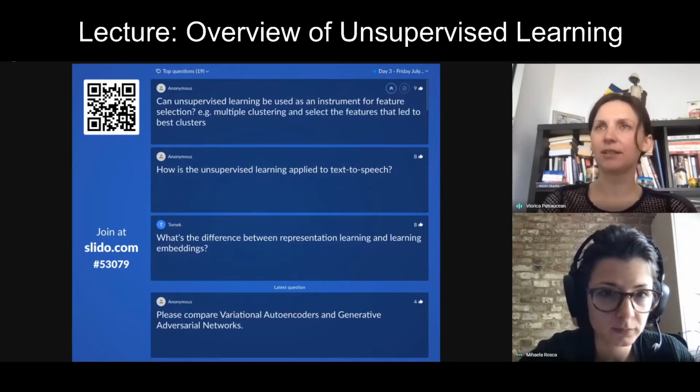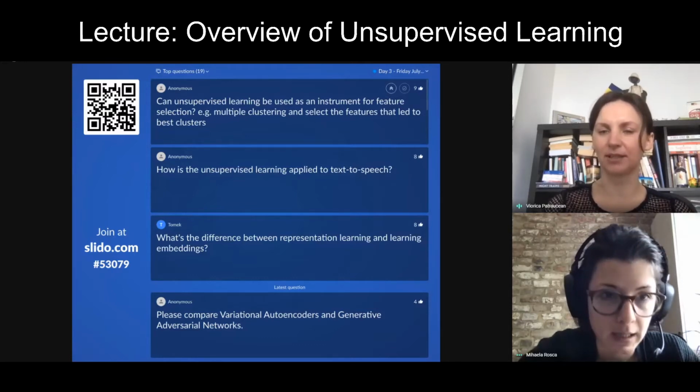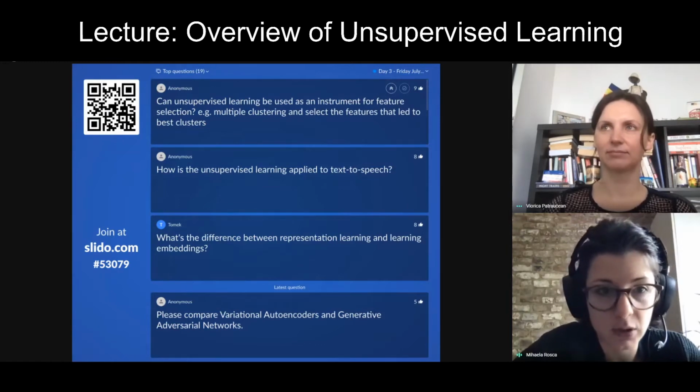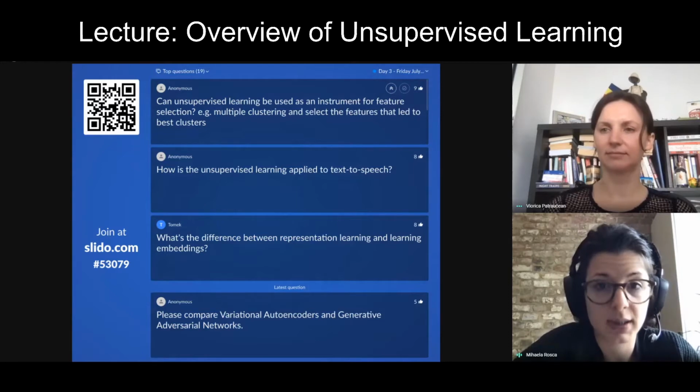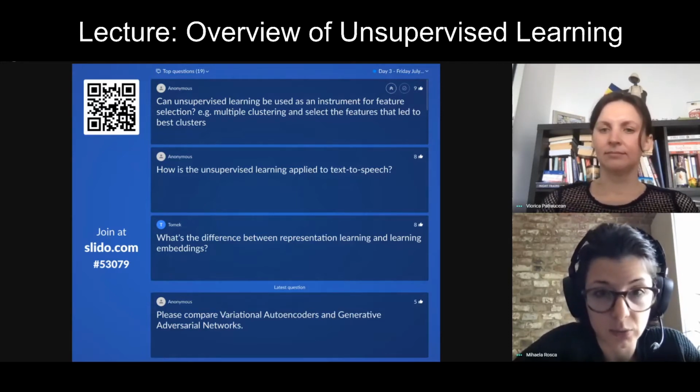Can unsupervised learning be used as an instrument for feature selection? For example, multiple clustering and select the features that led to the best clusters. Yeah, it can. And I think in some sense, this is what representation learning also does, right? It is doing feature selection, and we are providing the right types of losses to do that.